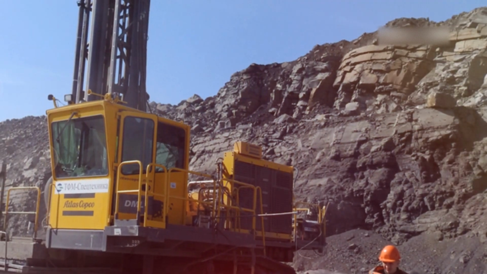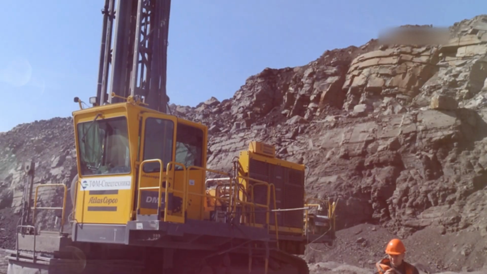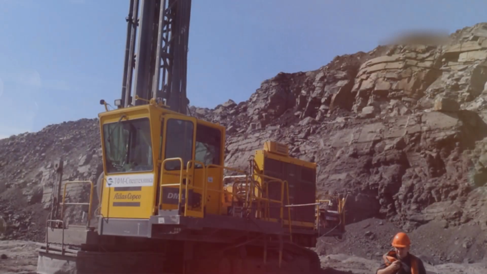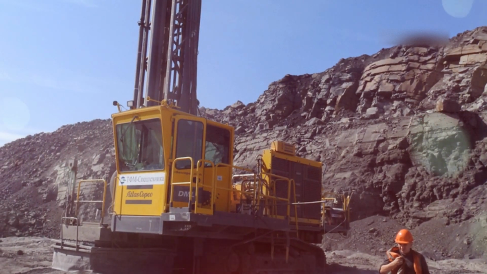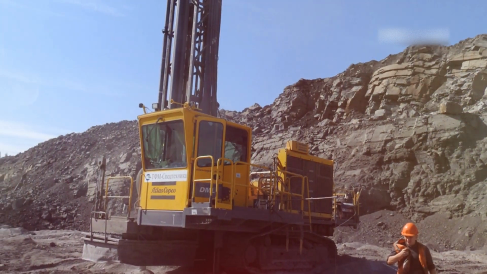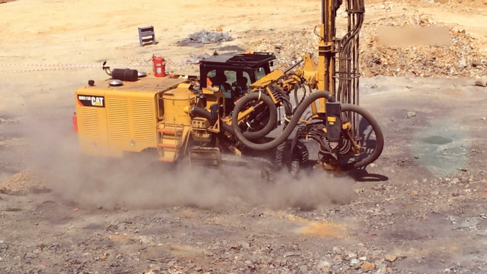Hydraulic power in kilowatt is equal to flow in liters per minute multiplied with pressure in bar, divided by 600. In imperial units, hydraulic power in horsepower is equal to flow in gallons per minute, multiplied with pressure in pounds per square inch, and dividing this by 1714.